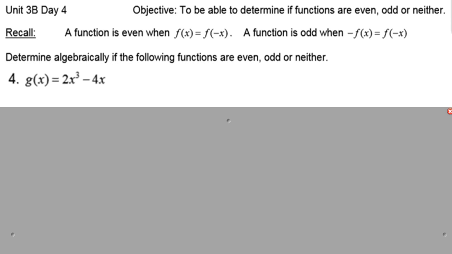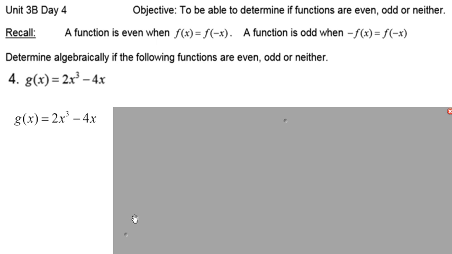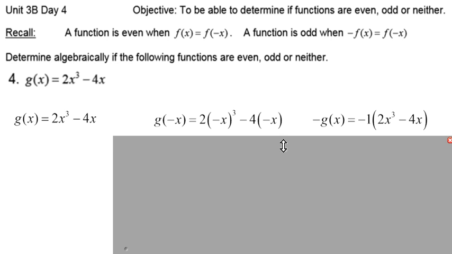Our fourth function, g of x, equals 2x to the third minus 4x. Again, we're going to look at the two transformations and see whether or not they match the original or each other to determine whether or not it's even or odd. So we're going to take the opposite of our inputs and see what results, and take the opposite of our outputs and see what results.